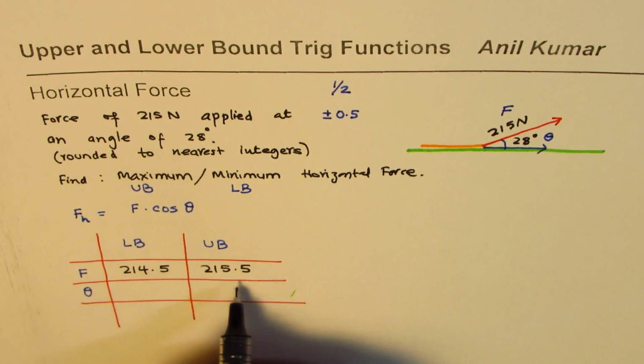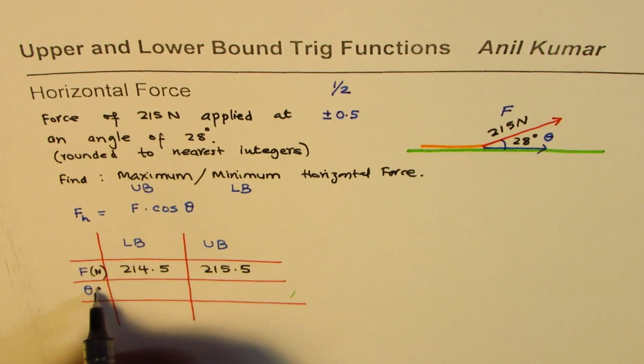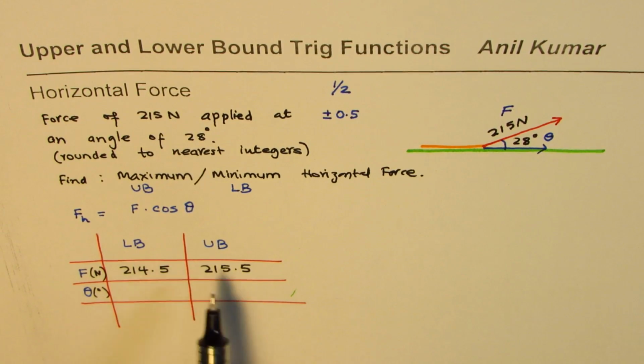Is it okay? We'll write the units as newtons. This angle is in degrees. So units will be newtons. So that is the lower bound. This is the upper bound.